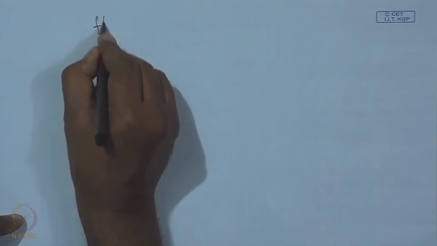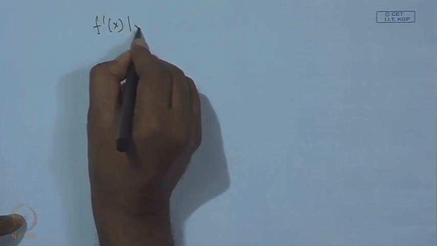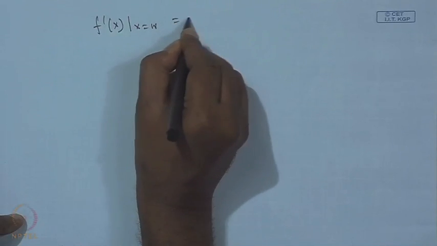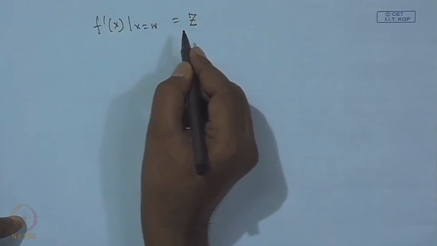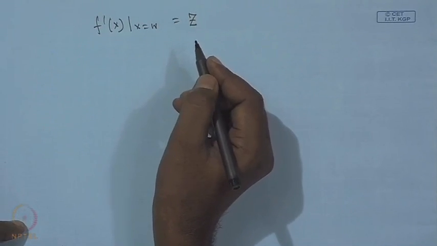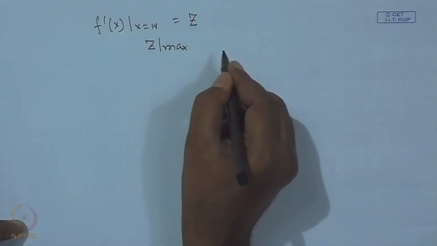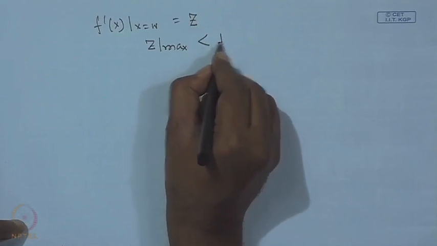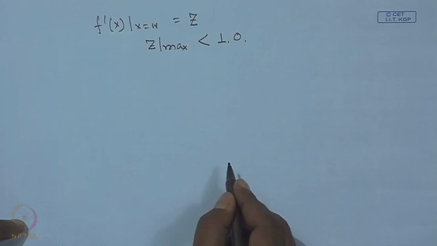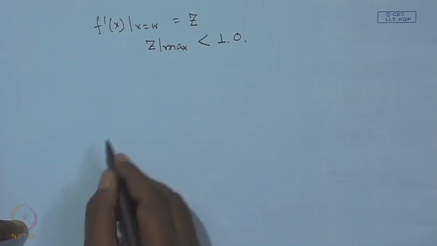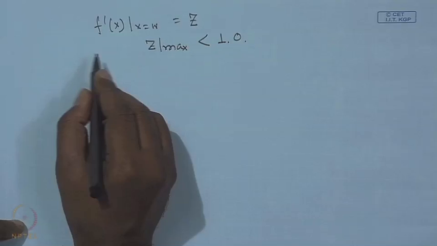We have to evaluate f prime x at x is equal to w. We term that as z, then z will be a continuous function of w. Then we look into the z max, the maximum value of z, and that has to be less than 1 for this f to be a contraction map. So, let us evaluate f prime x.